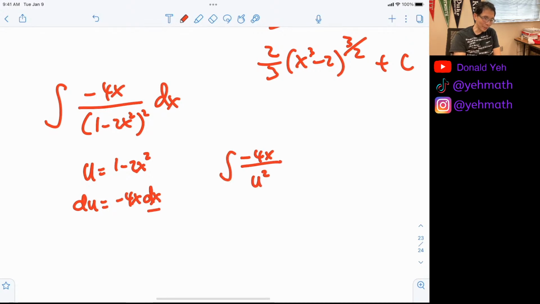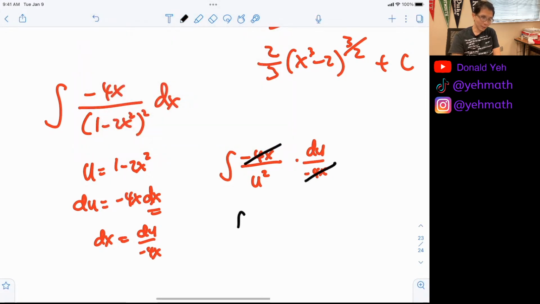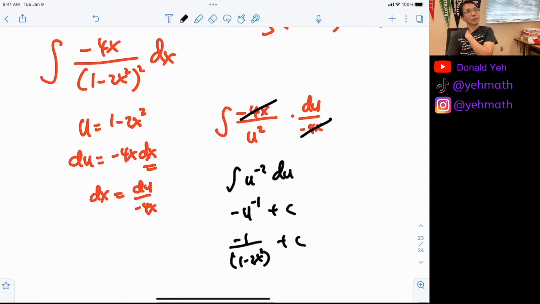Okay, now I want to evaluate dx. So dx is equal to du over negative 4x. Very, very important step because you're going to have negative 4x here. Do you see that can cancel? Exactly like this. So that is going to be u to the negative 2 du, u to the negative 1 plus c. So it'll be 1 over, oh, actually negative sign, my bad. It's going to be 1 over 1 minus 2x squared to the first plus c. And that's my final answer. I know everybody got it correct.